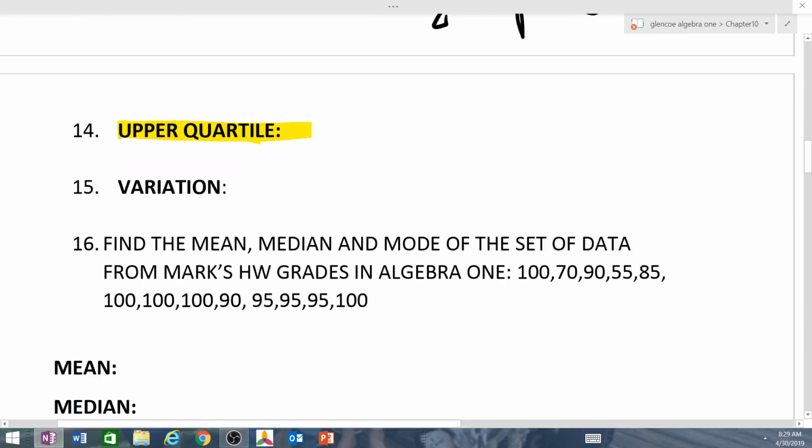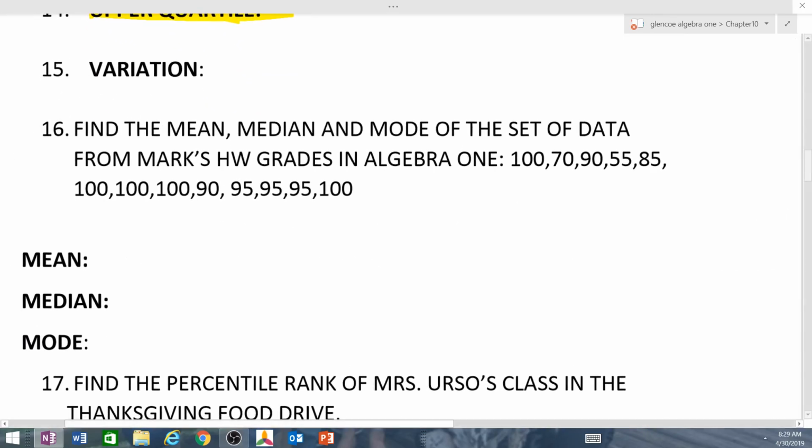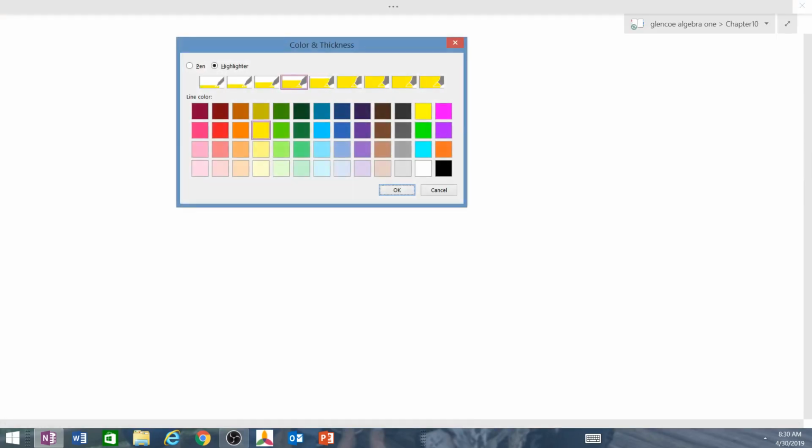So we're going to start off nice and easy here, finding the mean, median, and mode of the set of data from Mark's homework grades in Algebra 1. He had a 100, a 70, a 90, a 55, an 85, a 100, 100, 100, 90, 95, 95, 95, 100. The most important thing to remember is every time you're going to take that data and put the data in order from least to greatest. Is everyone with me? Yes?